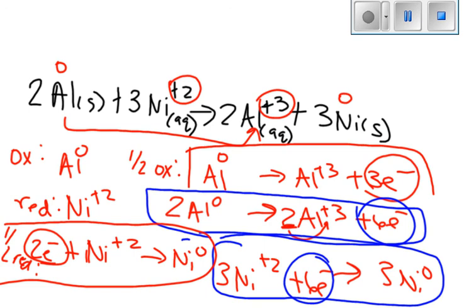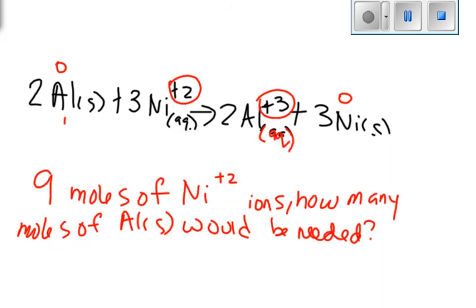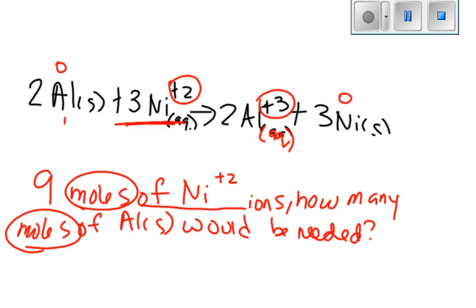Something else you could be asked is looking at the number of moles. So what if I said I had 9 moles of nickel? If I had 9 moles of nickel +2 ions, how many moles of aluminum would be needed? So right now, I have 3 moles of nickel +2. They're giving you moles. This is a mole-mole ratio. Remember, to do a mole-mole ratio, we're just going to incorporate now into redox. You have 9 moles of nickel +2. Find nickel +2. It's right here. Put a 9 on top.